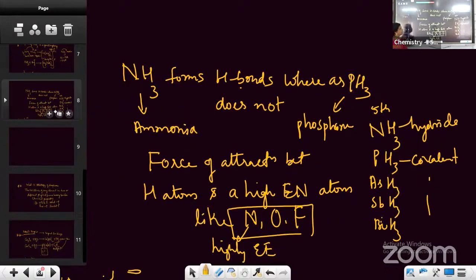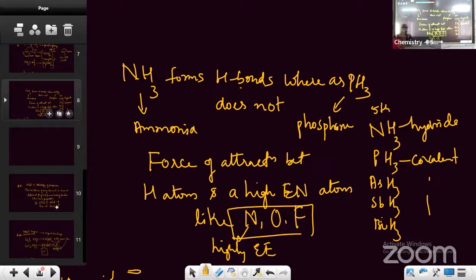Ammonia forms hydrogen bonds, whereas phosphine, PH3, does not form hydrogen bonds. Why? What is the meaning of hydrogen bond? It is the electrostatic force of attraction between a hydrogen atom and a highly electronegative atom like nitrogen, oxygen, chlorine. Now, when you compare the electronegativity of nitrogen and phosphorus, nitrogen is highly electronegative, so nitrogen forms hydrogen bonds, whereas phosphorus does not.